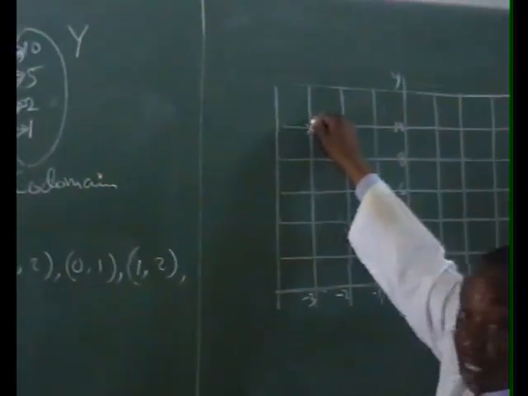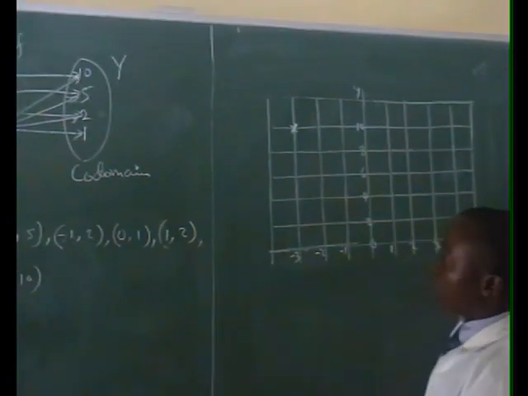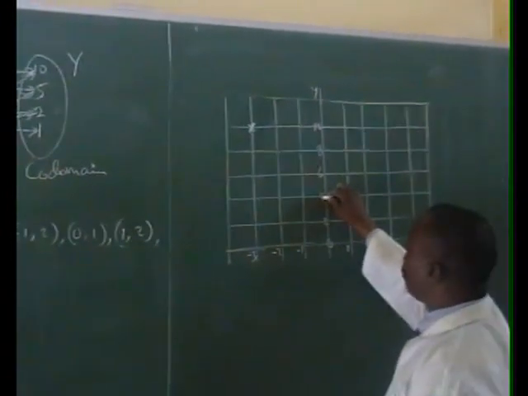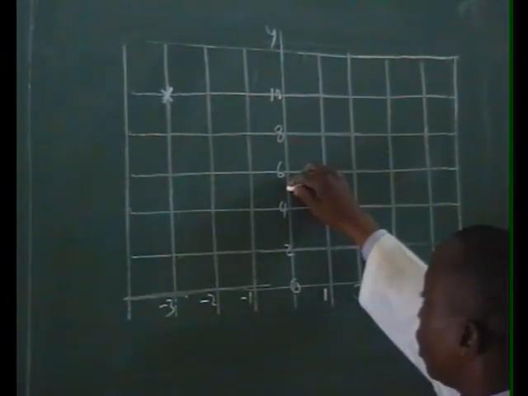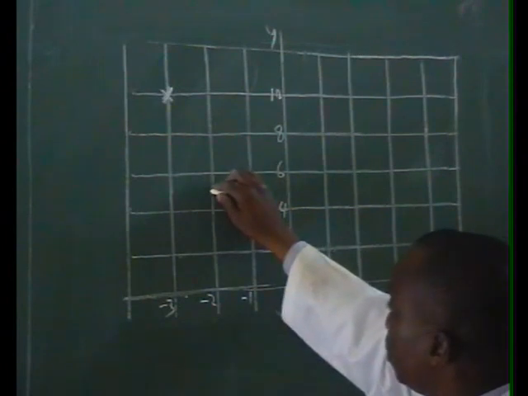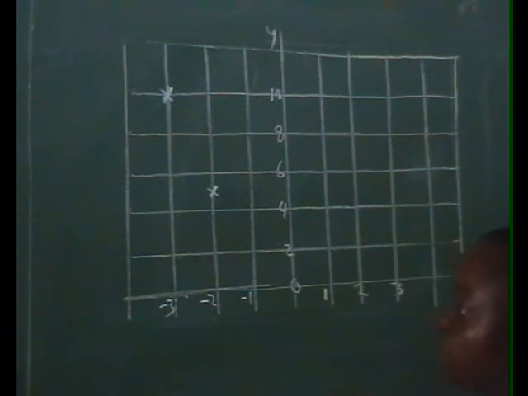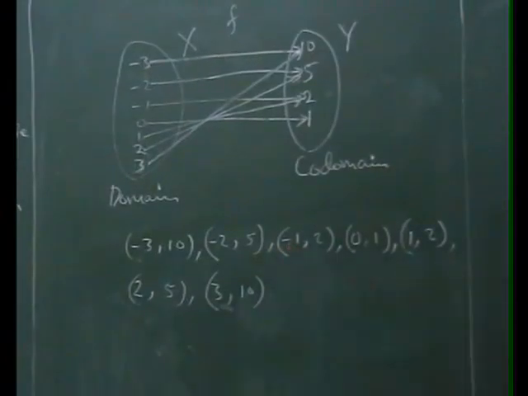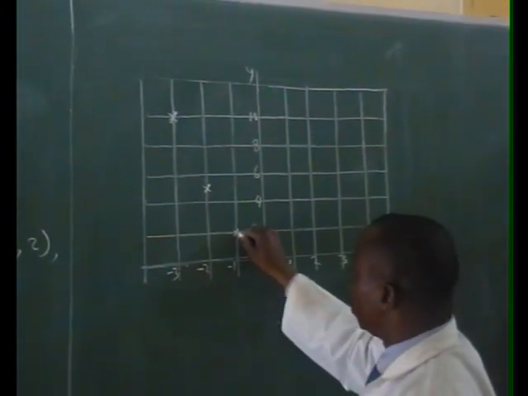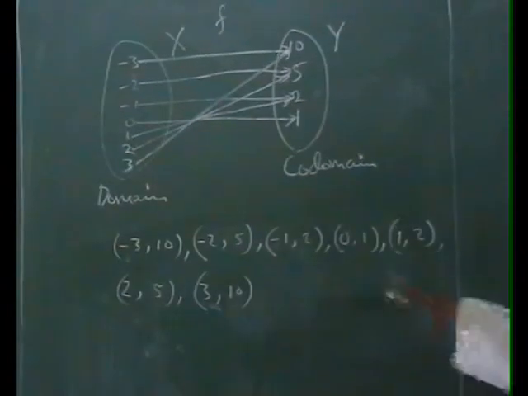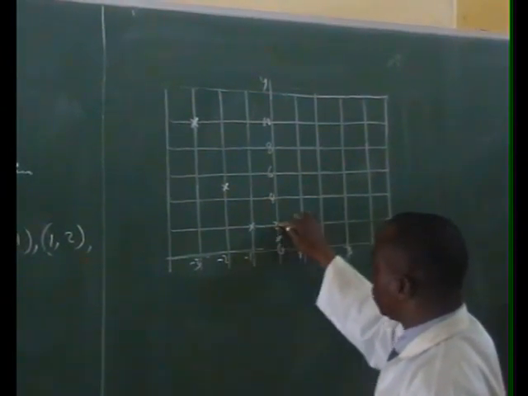So we mark something here. Then when x is minus 2, y is 5. So we have 4 here, we have 6 here. So 5 is in the middle of 4 and 6, so we trace it to this place. So at minus 2 we have that y is 5. Now when x is minus 1, y is 2. And then when x is 0, y is 1. 1 is here, since this is 2.